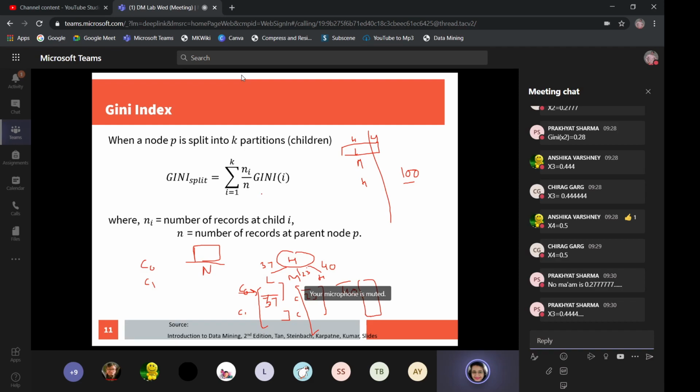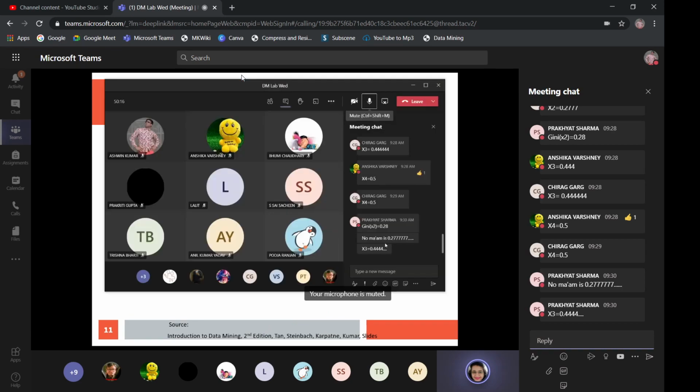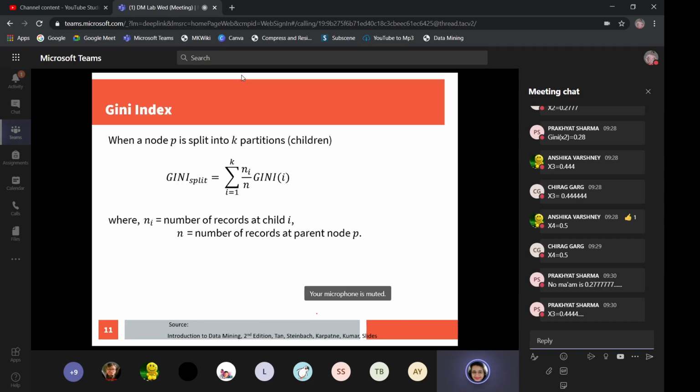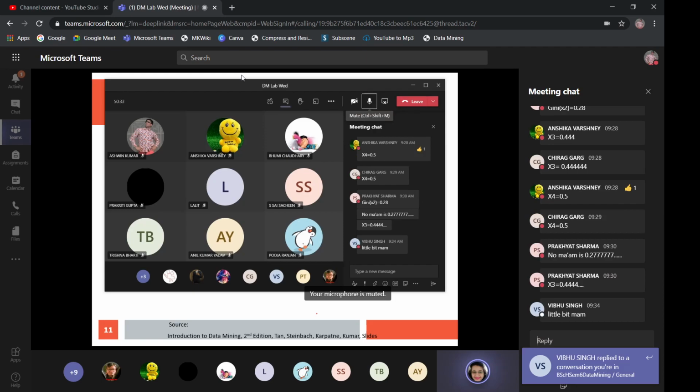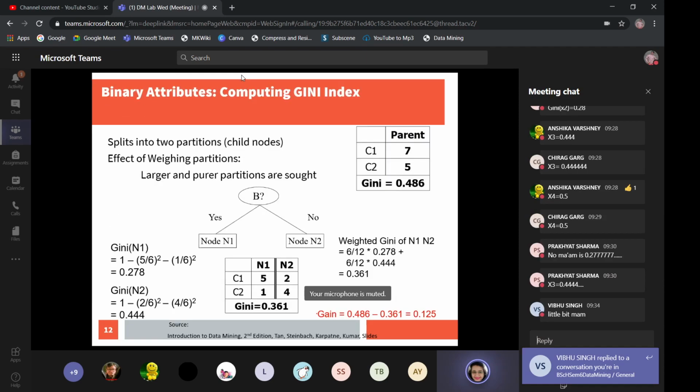Is this clear now? Or should I explain it once again? We should take an example actually. It will not work like this. Vibhu, is this thing clear? Vibhu? Okay, let's take an example.